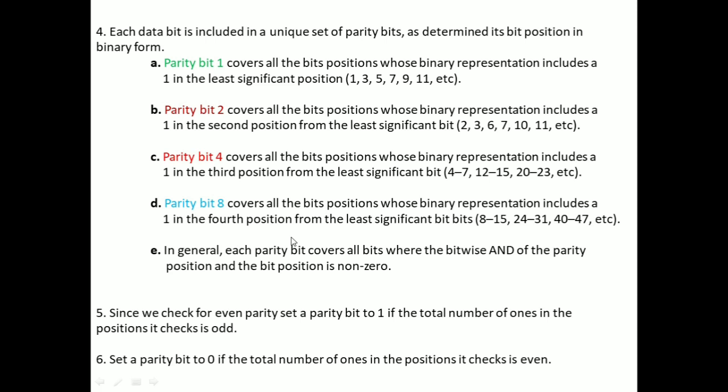Okay. So in general what we will do is, each parity bit covers all the bits where the bitwise AND of that particular parity bit position and the bit position is non-zero. That is, if you do the bitwise AND operation for the parity position and the bit position, and you get non-zero, then that parity bit covers those bits.